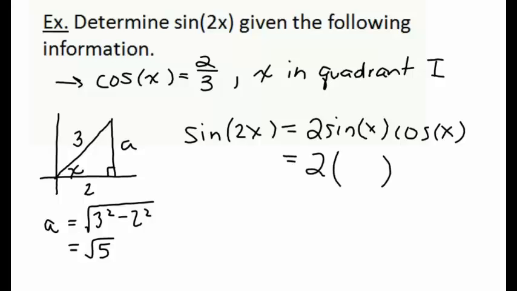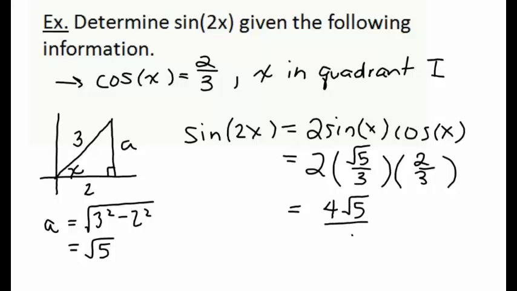We already know that cosine of x, that was given in the question, is 2 over 3. So we can fill that value in. And from our diagram over here, we can now solve for sine of x. So sine of x is opposite over hypotenuse, or square root of 5 over 3. And multiplying all of these values together, we're going to get 4 times the square root of 5 over 9.